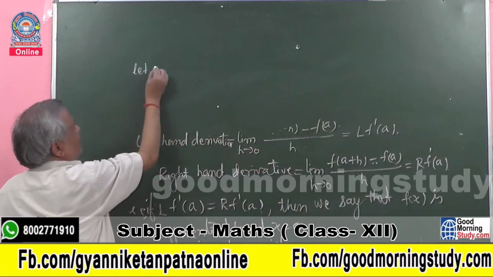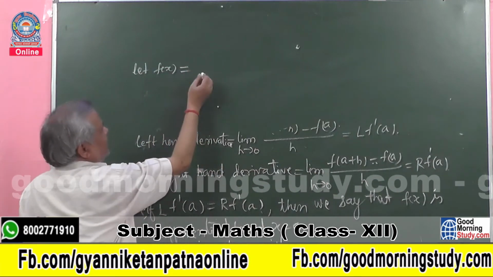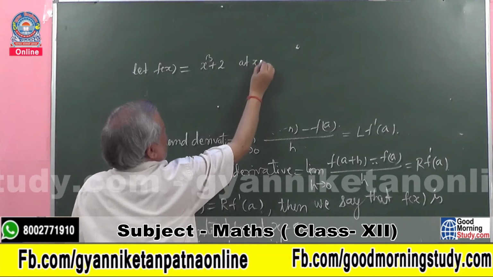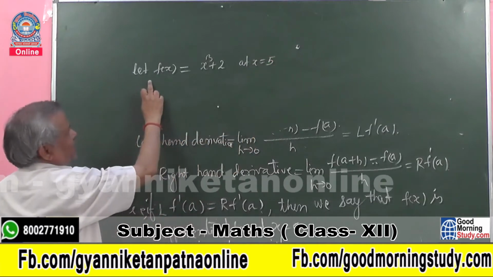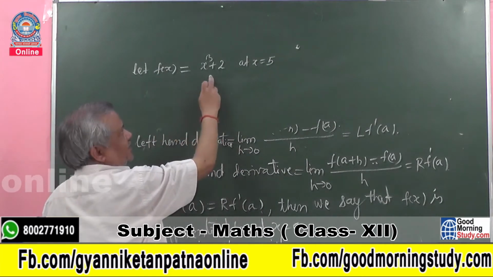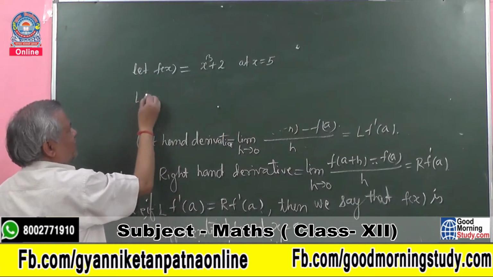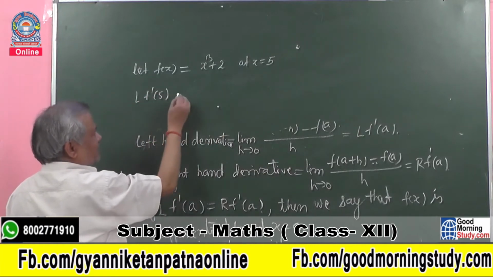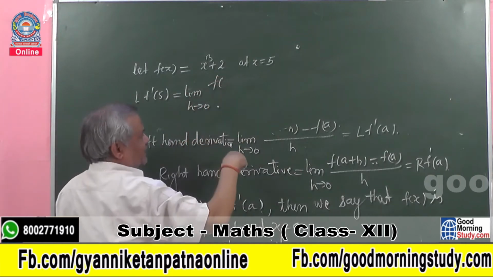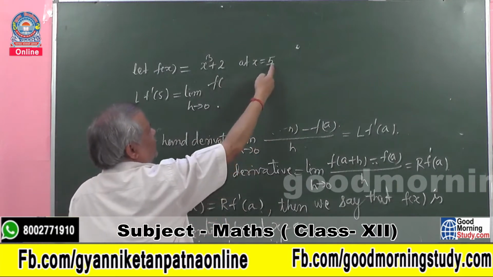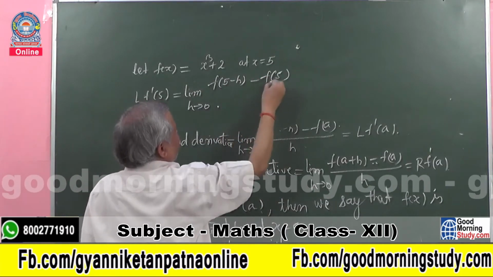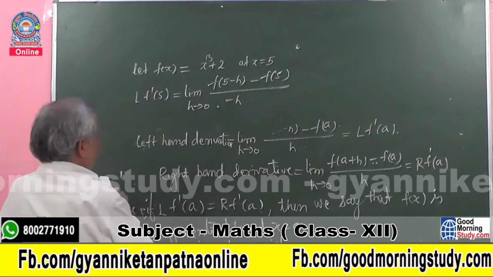Let f(x) be a real function defined by x cube plus 2 at x is equal to 5. f(x) is a real function, and I have to look into the differentiability of this function at x is equal to 5. I shall find out firstly Lf dash 5, that is the left hand derivative, limit h tends to 0, f(a minus h) minus f(a) divided by minus h, where the value of a will be 5 here. We obtain this.